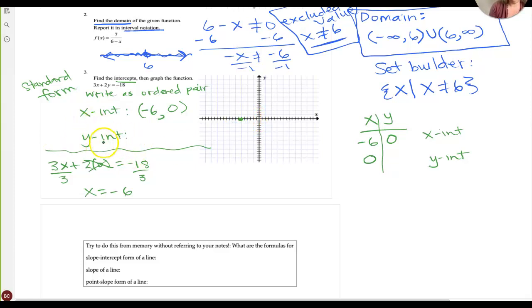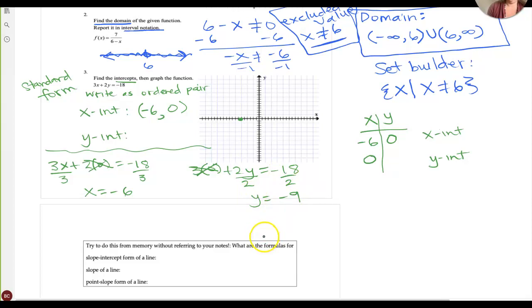Now let's do the other one, find the y-intercept. This time we're going to put 0 in place of x. So I've got 3 times 0 plus 2y equals negative 18. Again, this term goes away because 0 times anything is 0. And so I'm really dividing both sides by 2. So y equals negative 9.